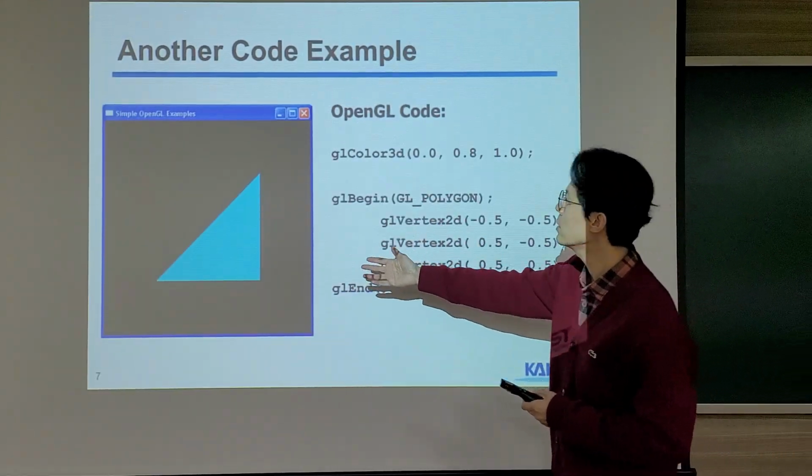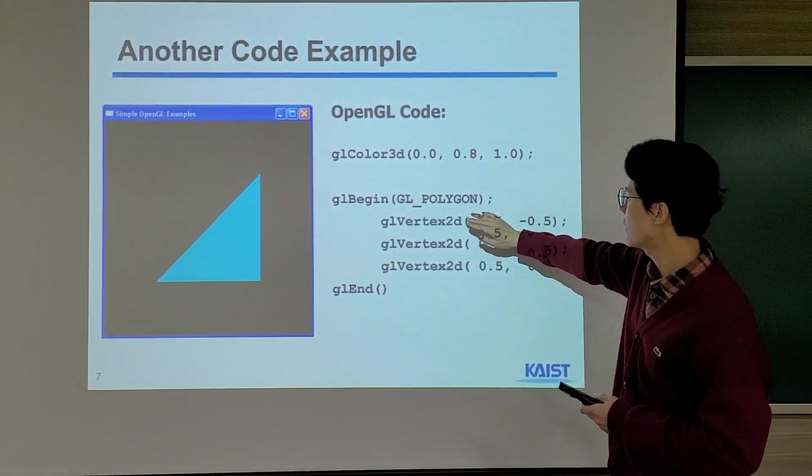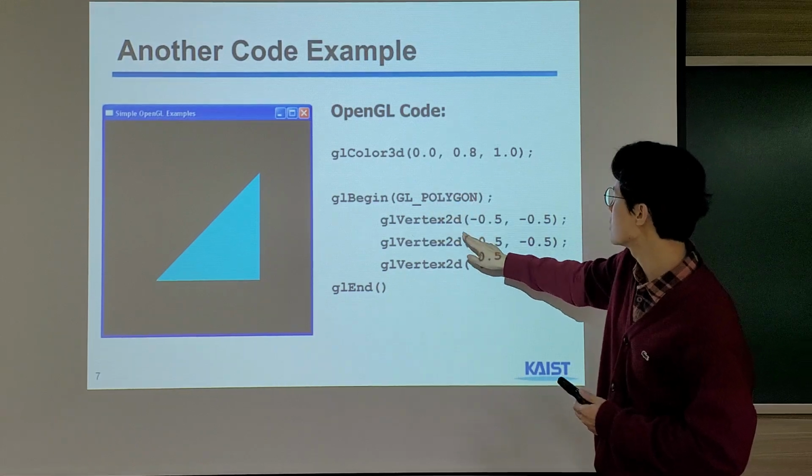And for another example, here we draw a triangle. We specify the color and we specify the vertices. We connect them with GL_POLYGON.